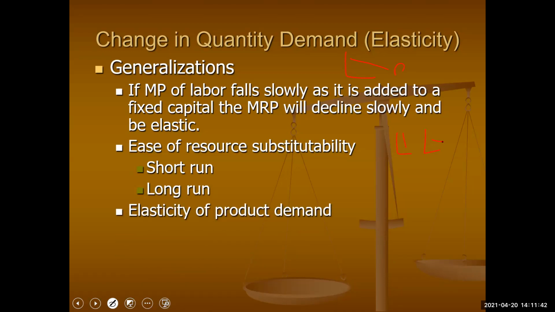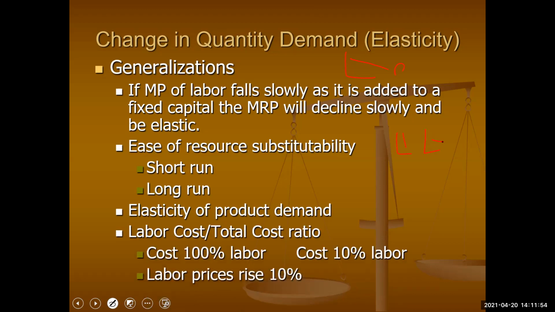Elasticity of the product demand. If the price goes up, do people still buy it or not? And the labor cost to total cost ratio. Think about it. Suppose the cost is 100% labor. And labor prices go up by 10%. If the cost is 100% labor, I have to raise my price to 110. If it's $100, I have to take it up to 110 bucks. If it's $100 still and the cost of labor is only 10%, so it's only 10 bucks, it only goes up to 11, I only have to raise my price to 101.